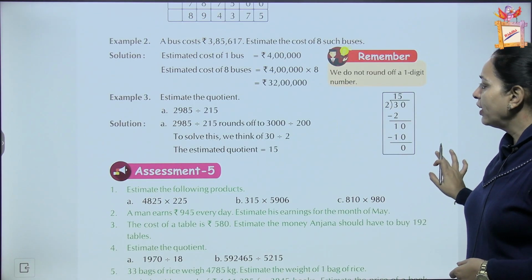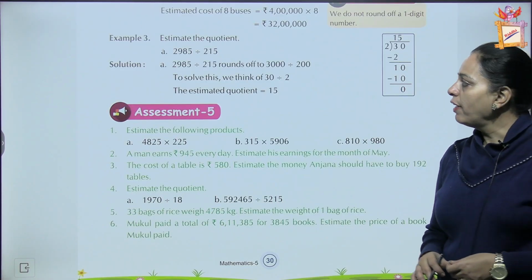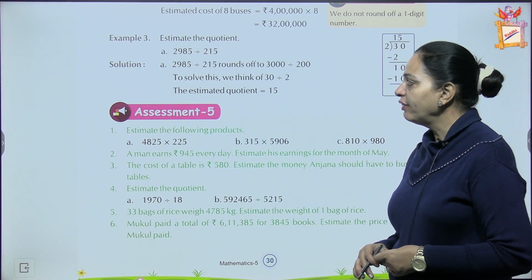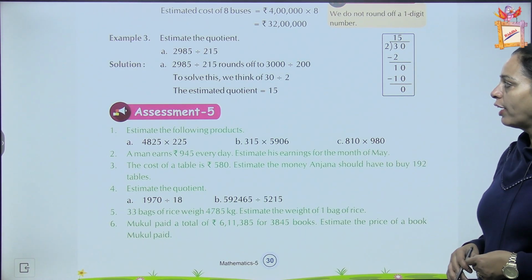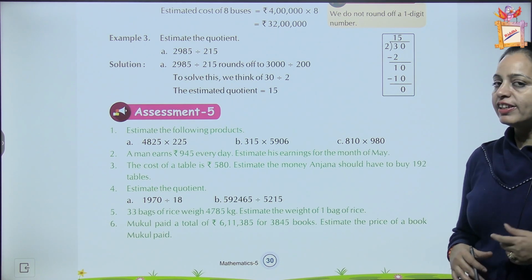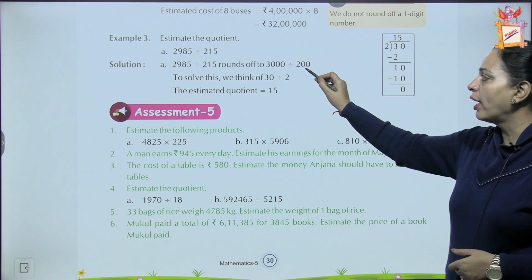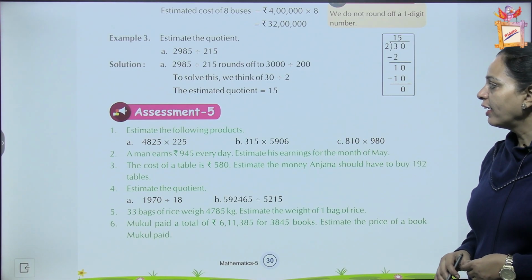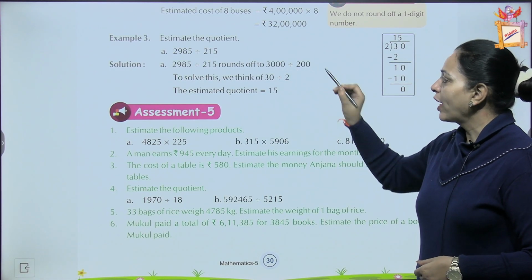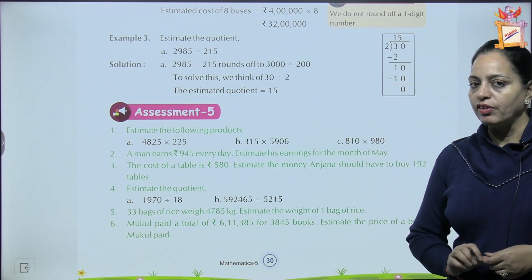Okay. Now the next is example 3. Estimate the quotient. A part, 2,985 divided by 215. So 2,985 is around 3,000 divided by 200. So हम क्या करेंगे? ये 20 20 cancel कर सकते हैं. 30 divided by 2, answer is 15.